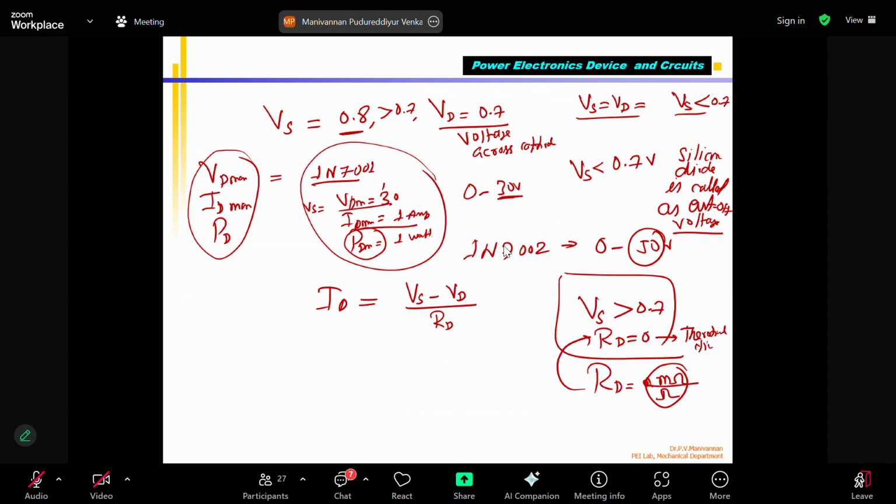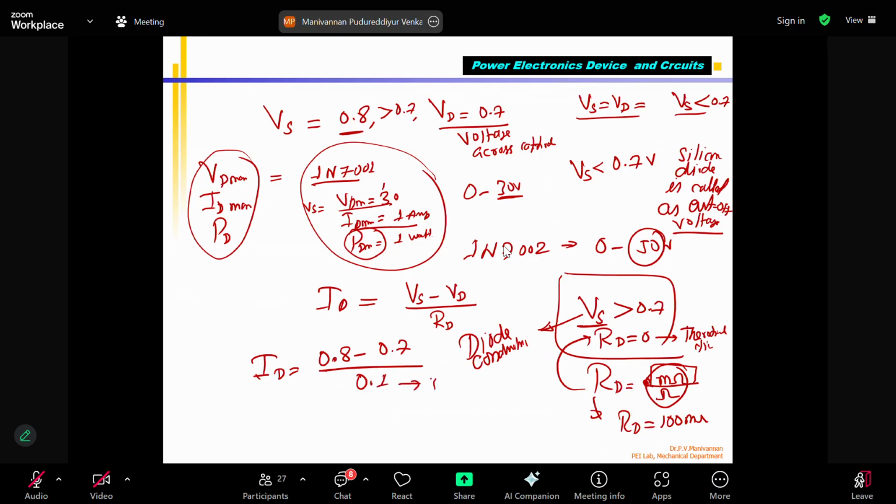If we talk about power diodes, the RD, once the diode is conducting, correct? The diode is conducting because my supply was greater than 0.7, say I gave 0.8 volts. So what is my ID? ID equals 0.8 minus 0.7 divided by RD. For example, for this particular diode, RD equals 100 milliohms. Understand, 100 milliohms is nothing but 0.1 ohms. So that means 0.8 minus 0.7 divided by 0.1.